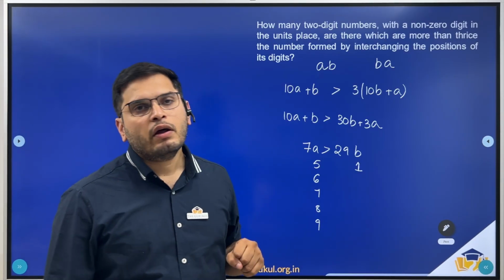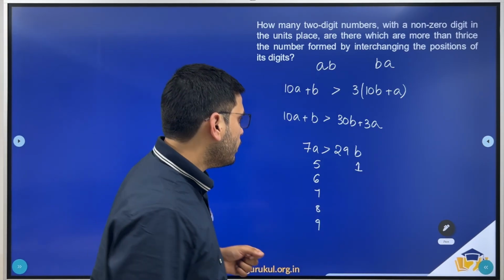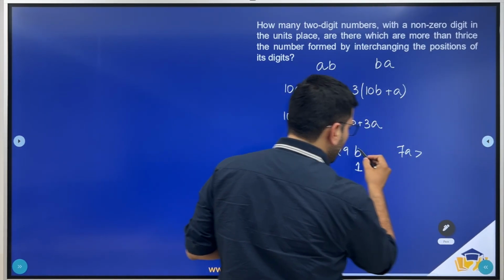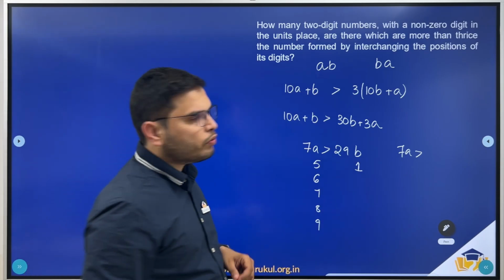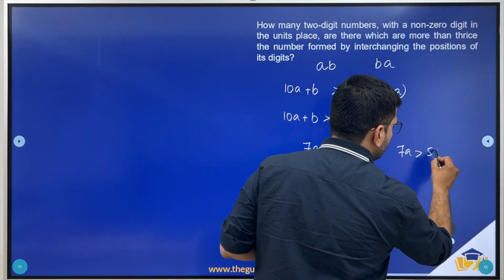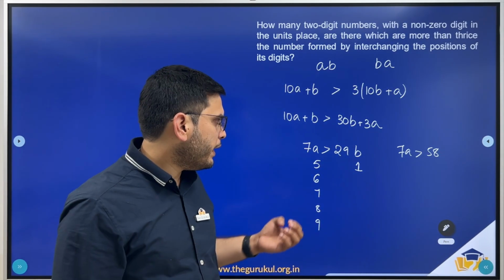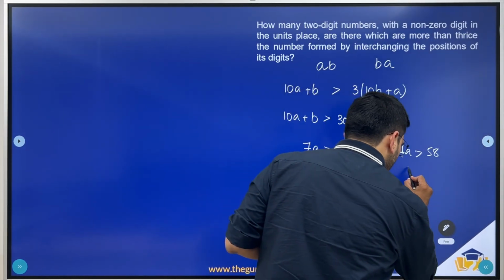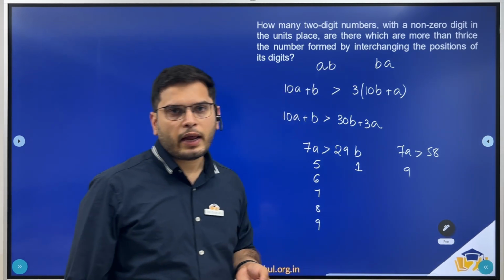Now let me consider B equal to 2, the next number. So 7A should be greater than, when B is equal to 2, 29 into 2, that becomes 58. So A cannot take any value from 1 to 8. You have only one value for A, and that is 9.